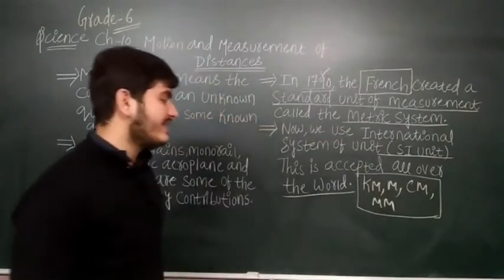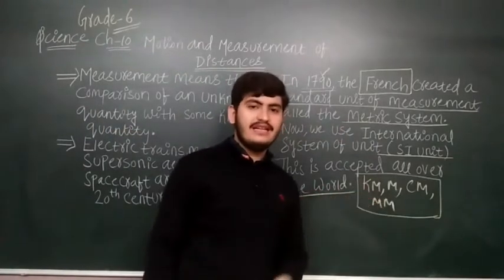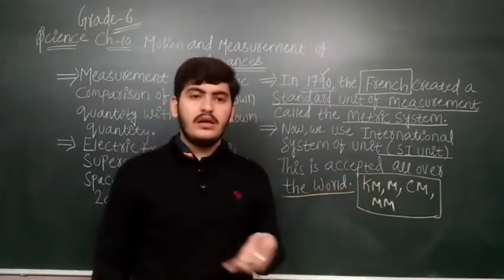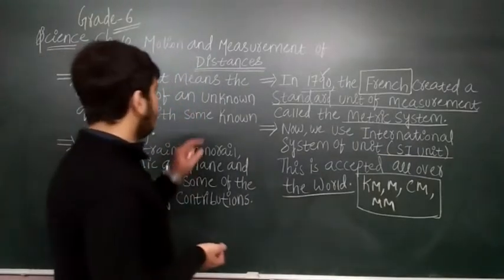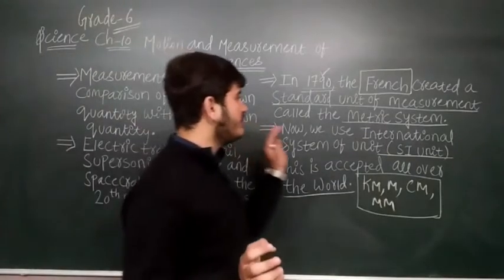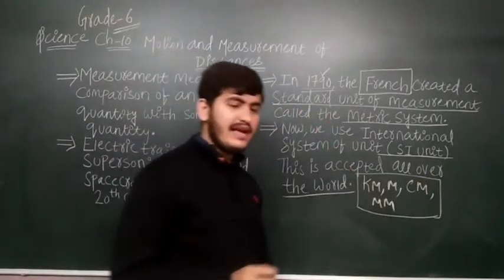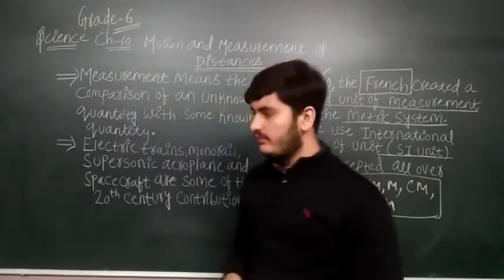So these are different SI units. These are not the only ones; I have written very few, but you know that centimeter, meter, kilometer, millimeter and many other SI units are there. So this is measurement, and how the confusion was removed: in 1719 the French created SI units.